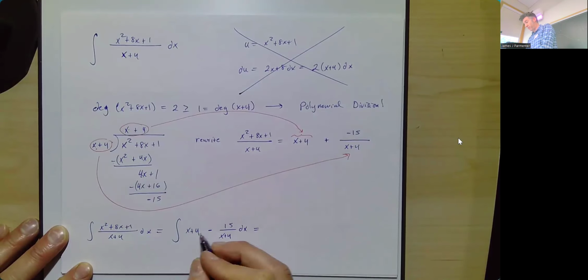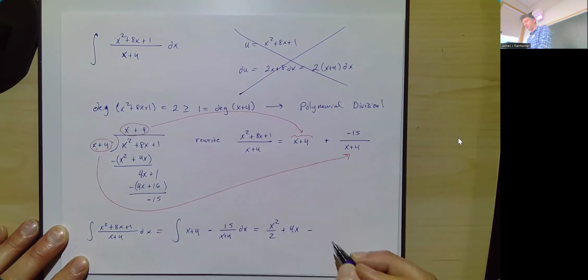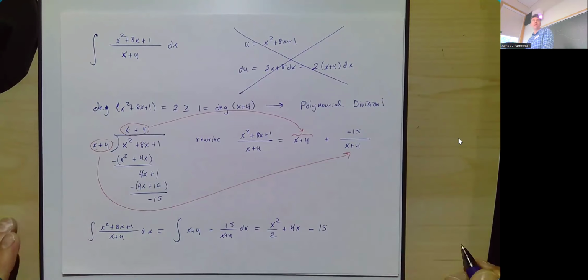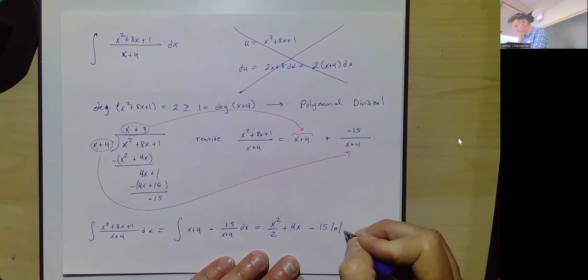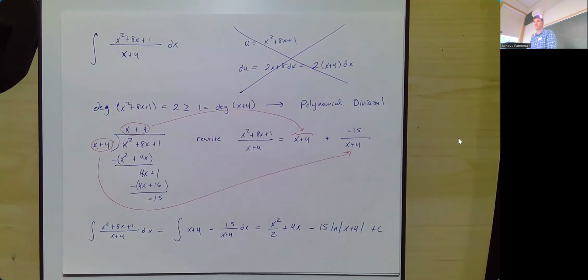And then the antiderivative of x is x squared over 2. The antiderivative of 4 is 4x. The antiderivative of 15 over x plus 4 is the same as the antiderivative of 15 times 1 over x plus 4. And the antiderivative of 1 over x plus 4 is the natural log of the absolute value of x plus 4. So when your degree on top is greater than or equal to the degree on the bottom, polynomial division is almost always the way to go.